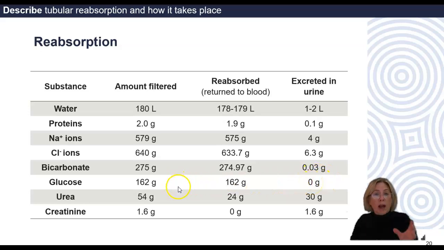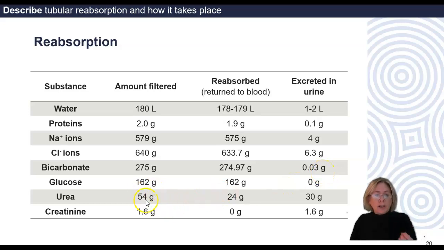However, in somebody who has diabetes and this amount that's filtered is much, much higher, there are just not enough little glucose transporters to move that glucose back across the cells of the proximal convoluted tubule and back into the blood, so that glucose stays in the urine. And we've talked about this before, and that causes glycosuria, and it's a sign of uncontrolled diabetes.